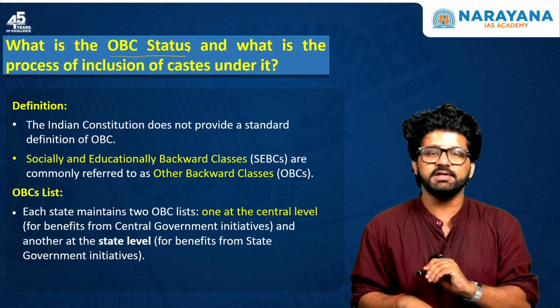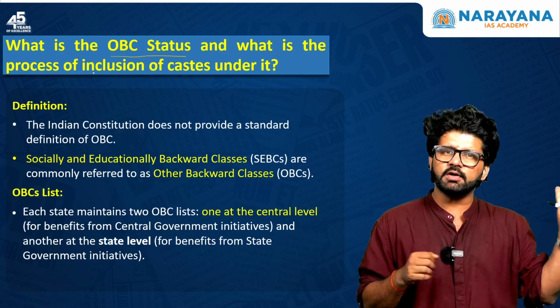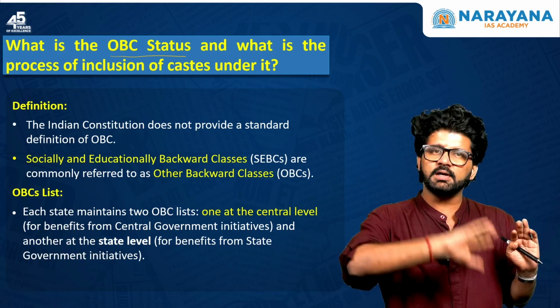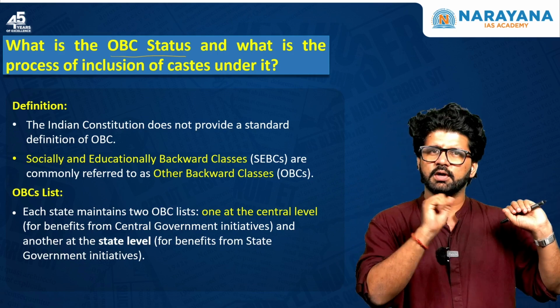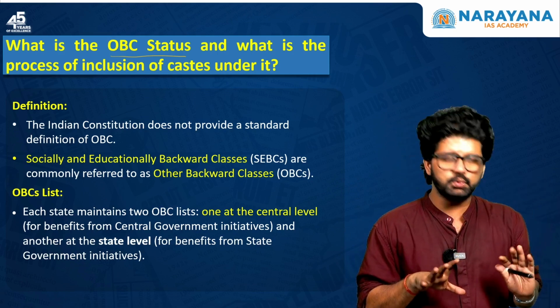What is the OBC status and what is the process of inclusion of a caste under it? We have talked about it for SC, ST in the previous DNA, where the President under Articles 341 and 342 decides the scheduled caste and scheduled tribe categories, right? So let's try to understand the situation with OBC.